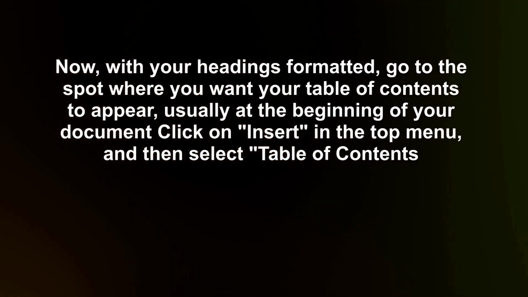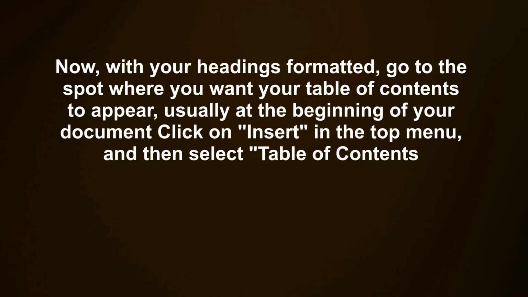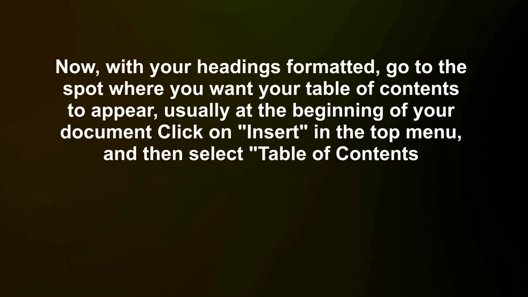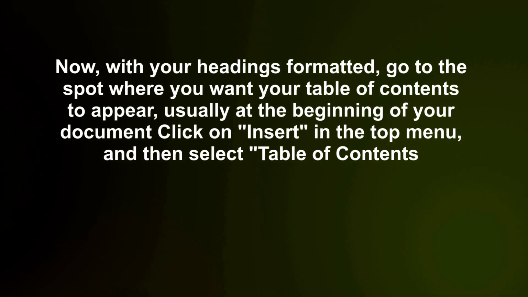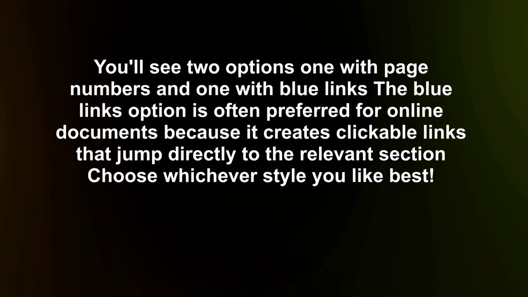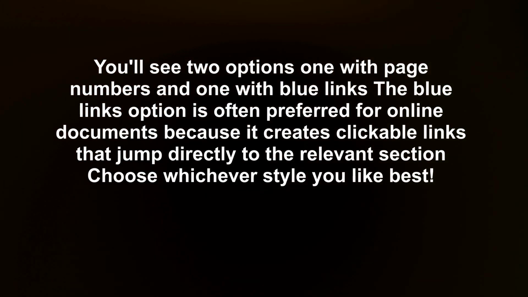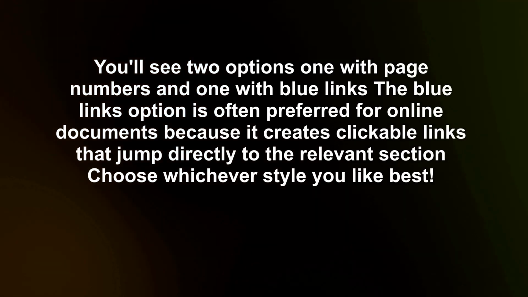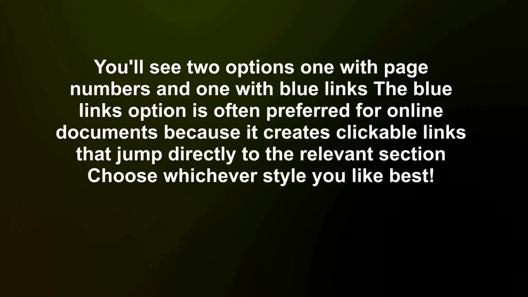Now, with your headings formatted, go to the spot where you want your table of contents to appear. Usually at the beginning of your document, click on Insert in the top menu, and then select Table of Contents. You'll see the options, one with page numbers and one with blue links. The blue links option is often preferred for online documents because it creates clickable links that jump directly to the relevant section. Choose whichever style you like best.